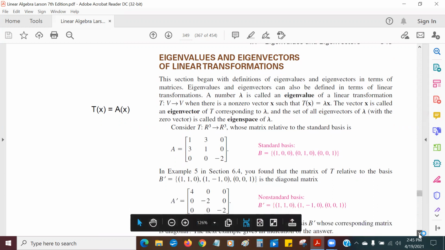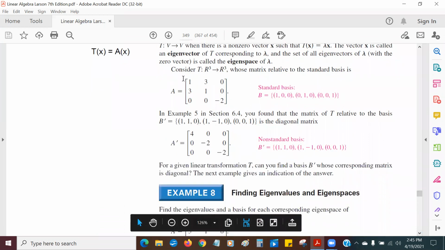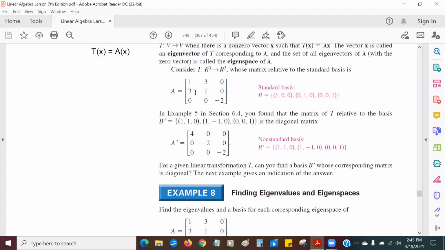So for example, if I have a linear transformation from R3 to R3, and the matrix relative to the standard basis is this, that's our standard basis, of course, and in example 5 in 6.4, we found the matrix of T relative to a different basis is this diagonal matrix. So our question is, for a given linear transformation, can you find a basis B prime whose corresponding matrix is diagonal? And that's really what we want to do here.